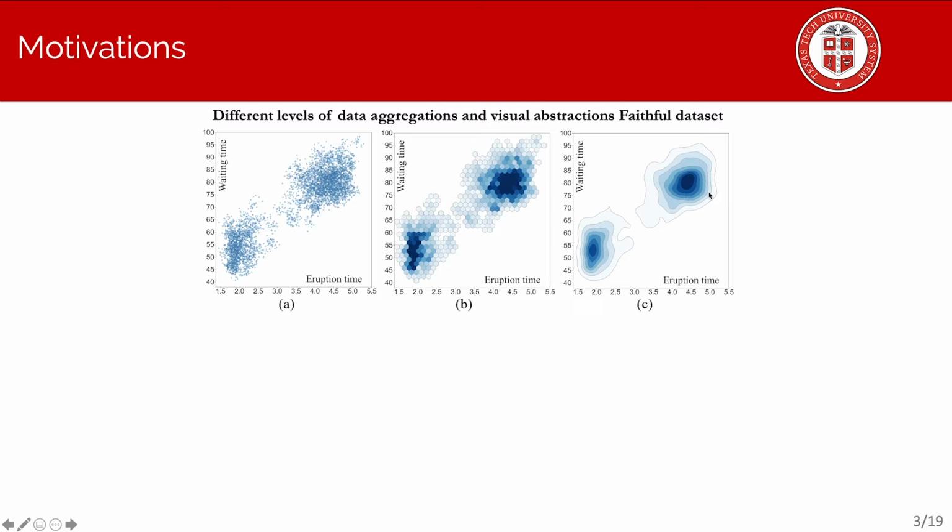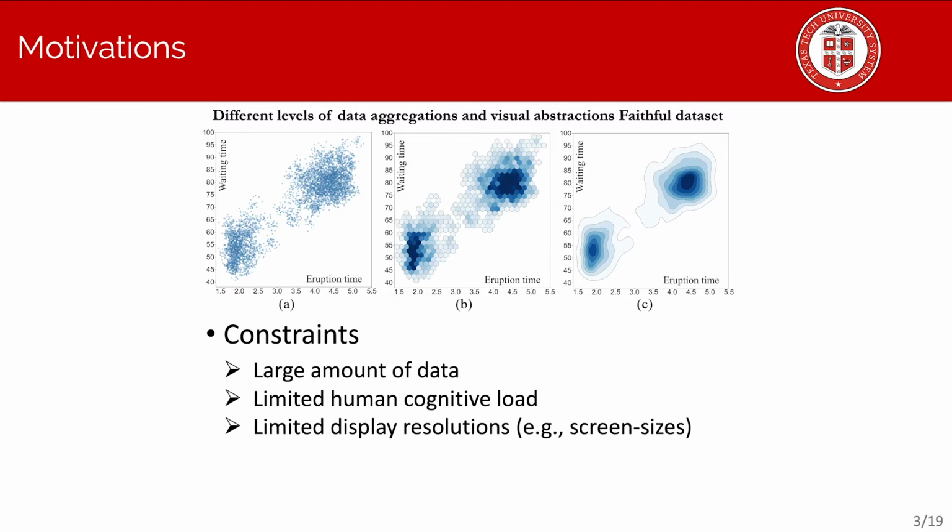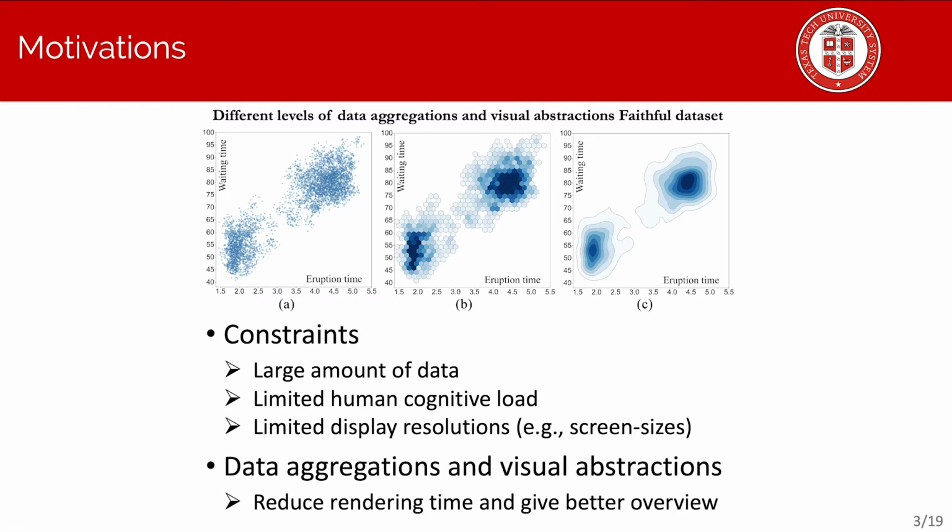On the right side, it's an even higher level of aggregation and visual abstraction. We use contour polygons to represent the same data. So it needs fewer elements to visualize and still gives a good overview of the data. We have to do this because we have several constraints such as the large amount of data to be visualized, limited human cognitive load, and limited display resolutions. Data aggregation and visual abstraction help to reduce rendering time and get better overviews.